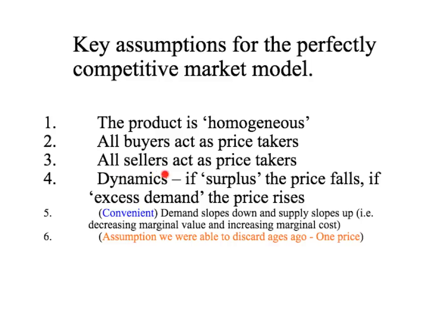We assumed that all sellers acted as price takers as well. Given the price, we asked how much they wished to sell, and that gave us the supply curve. We had our dynamic assumption that if there is a surplus, then the price falls, and if there is excess demand, the price rises. That leads to our equilibrium, which is our prediction of the market outcome. We made the convenient assumption that demand slopes down and supply slopes up. And that's equivalent to assuming decreasing marginal value and increasing marginal cost.